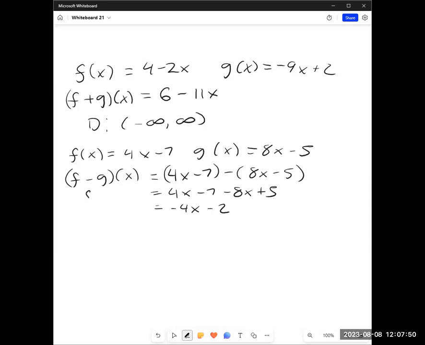So f minus g of x would be -4x minus 2. Again, its domain is going to be all real numbers because there were no restrictions on the equation of this line, no restrictions on the equation of this line, and there's no restrictions on the equation of that line from the composition.